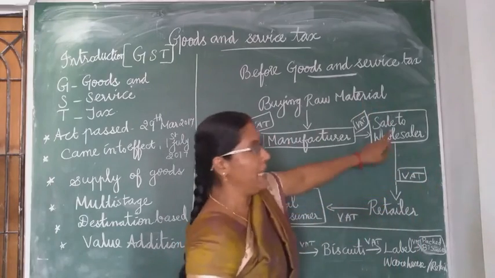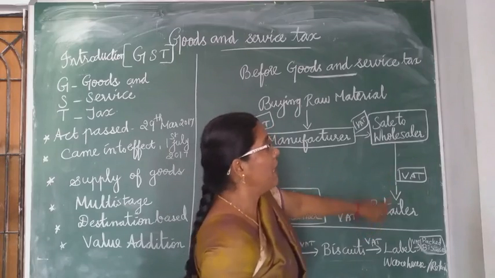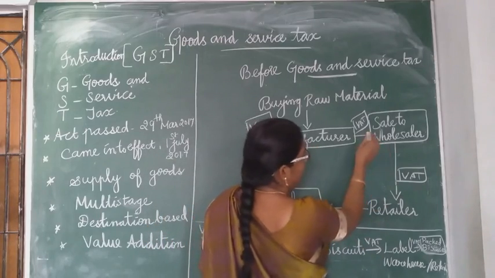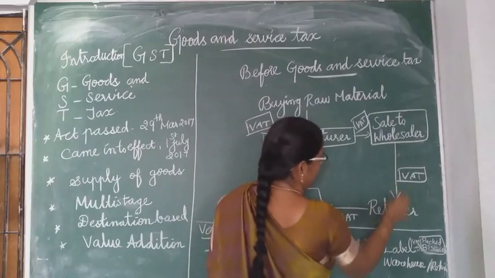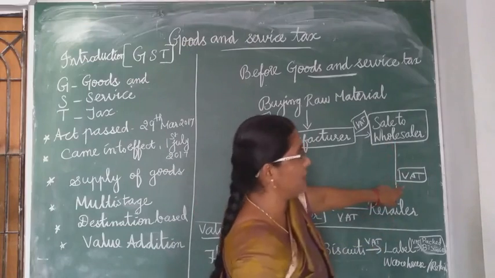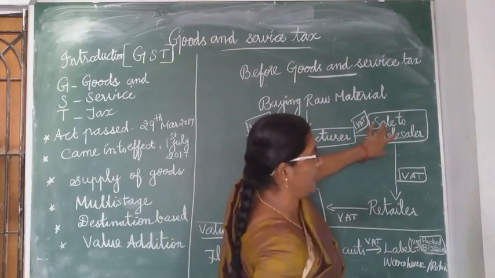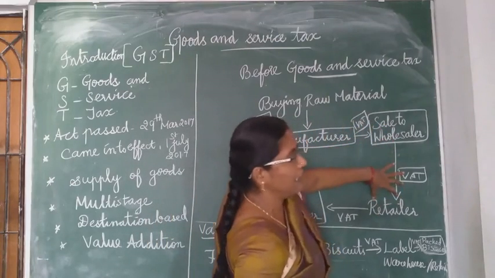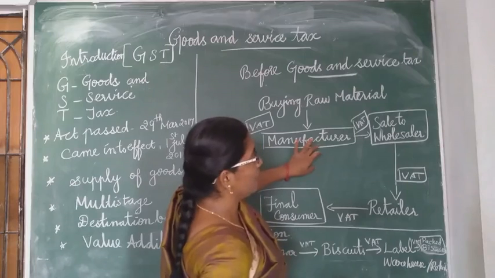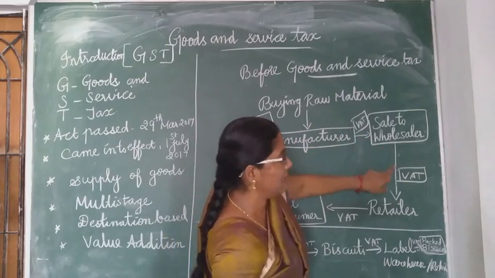He will add some value tax, and then the retailer wants to receive the goods from the wholesaler. So the manufacturer sells the goods to the retailer by adding tax, and then the retailer purchases the goods from the wholesaler. At that stage, the manufacturer's tax and the wholesaler's tax both get added to the retailer. So whatever tax the manufacturer pays, the wholesaler also pays.